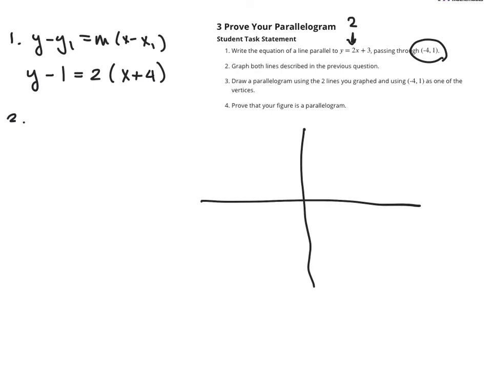The first one has a y-intercept of 3 and a slope of 2 over 1. So I go to the y-intercept of 3 and I go a rise of 2 over 1, rise of 2 over 1, and I graph it the best I can.